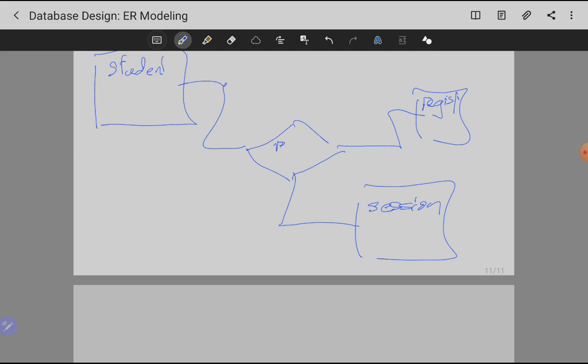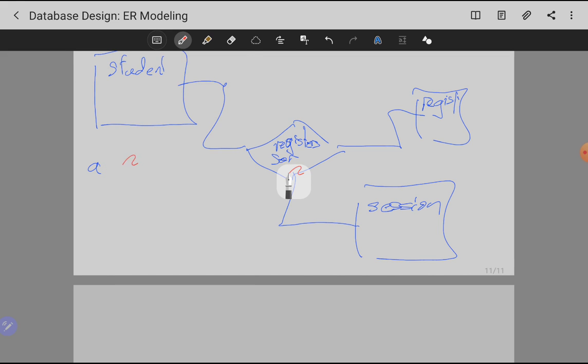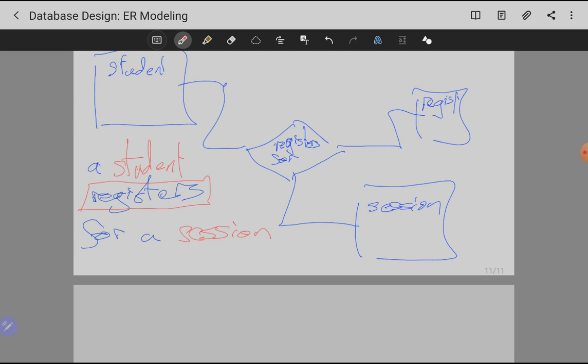A student registers for a session or an offering, okay? And this is also an entity.